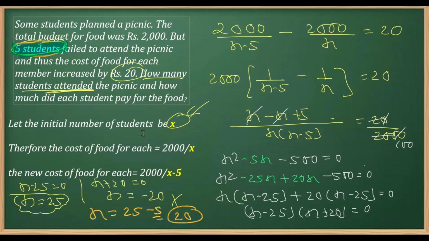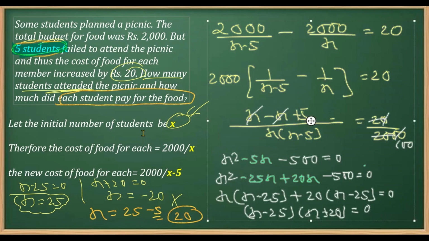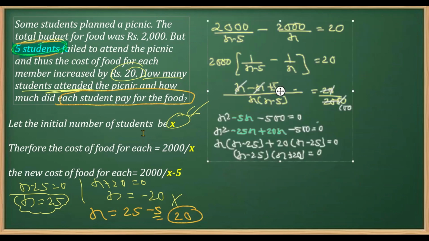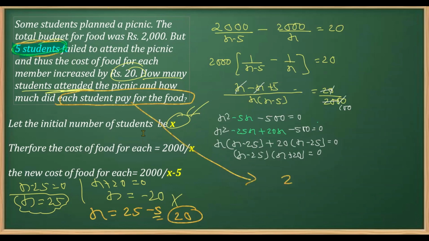But then I can see there is a later part also, how much will each student have to pay. You know that the budget for the picnic was 2000 rupees, and this has to be divided equally among the students who attended. So each will have to pay 2000 divided by 20. Clearly, this is very easy to calculate, they are paying rupees 100 each.